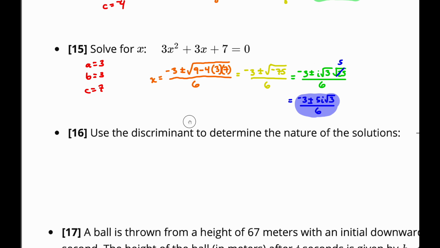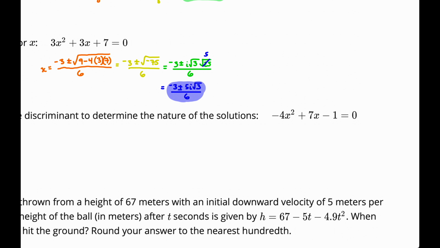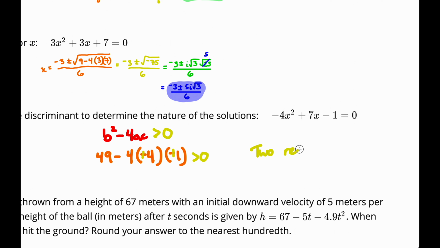Okay. The next one, it says use the discriminant to determine the nature of the solutions. Okay, so what we're going to do is we're going to figure out the discriminant, which is b squared minus 4ac. So we're going to figure that out for this problem right here. It's basically going to be 7 squared is 49 minus 4 times negative 4 times negative 1. So these become positive here. And clearly you're going to see that this is greater than 0, which means the discriminant is greater than 0. So you're going to have two real solutions for this problem.